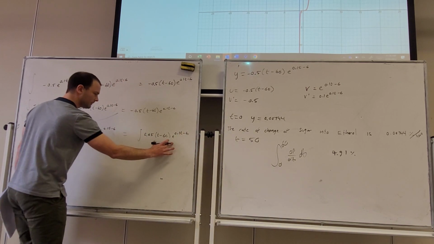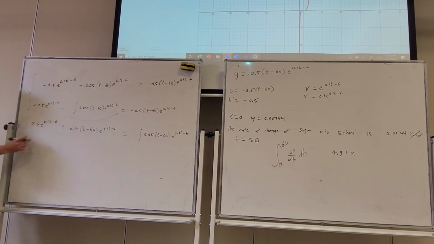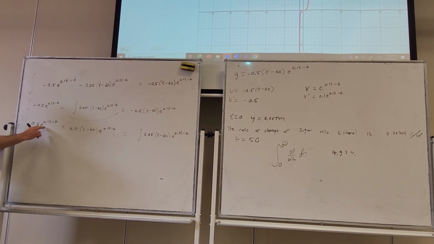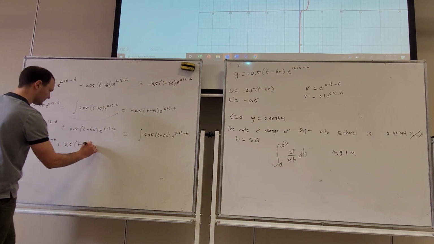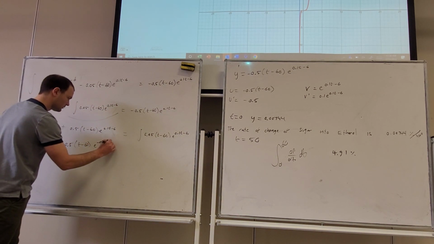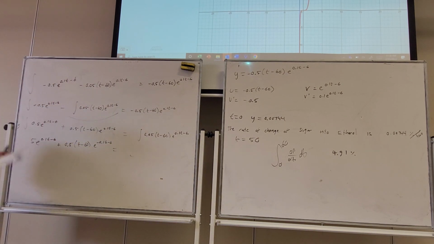Alright, so that's what we're looking for. We've almost got it by itself. We just need to process that integral. So when you integrate e to the kx, it becomes 1 on top of k, e to the kx. So it's going to become 1 on top of 0.1. That's going to become 10. 10 times 0.5 is 5. There it is.